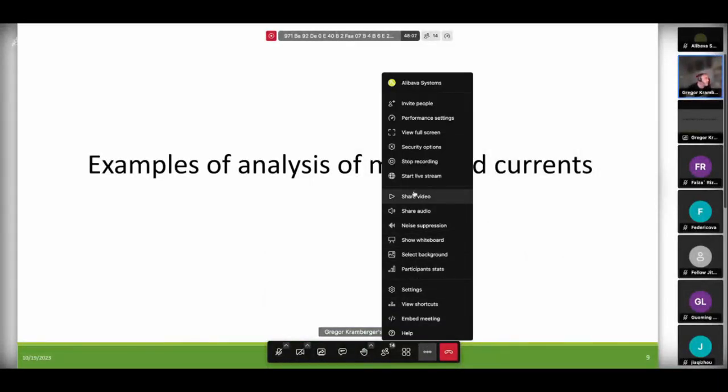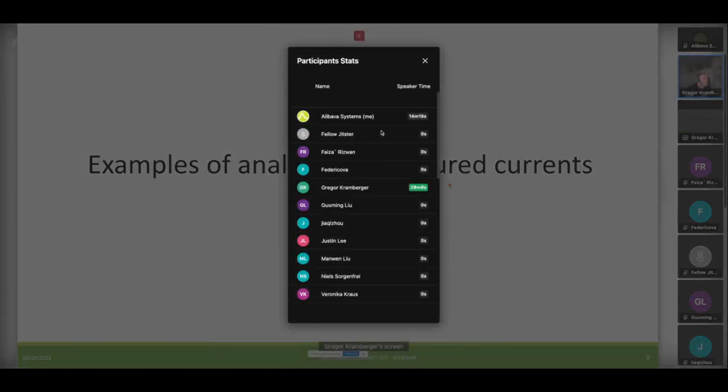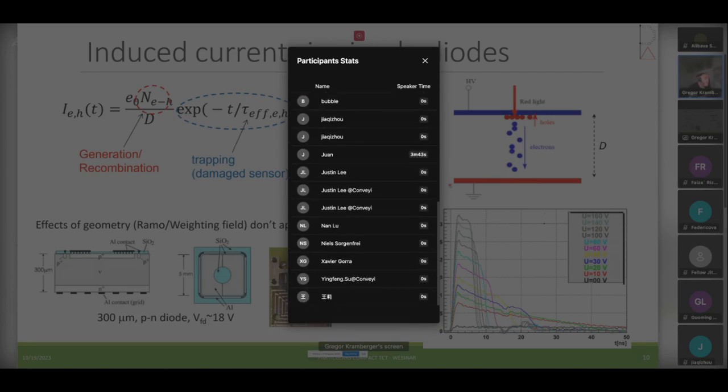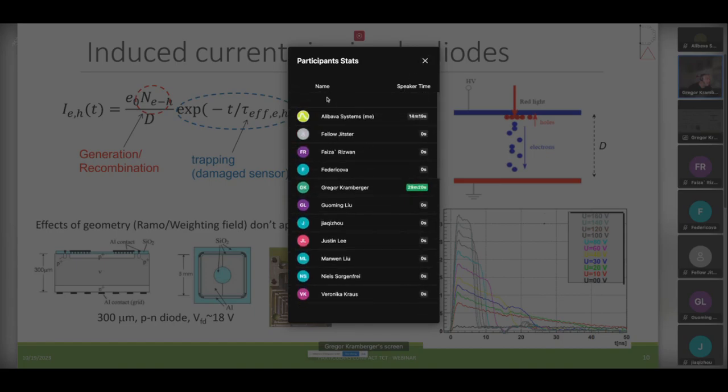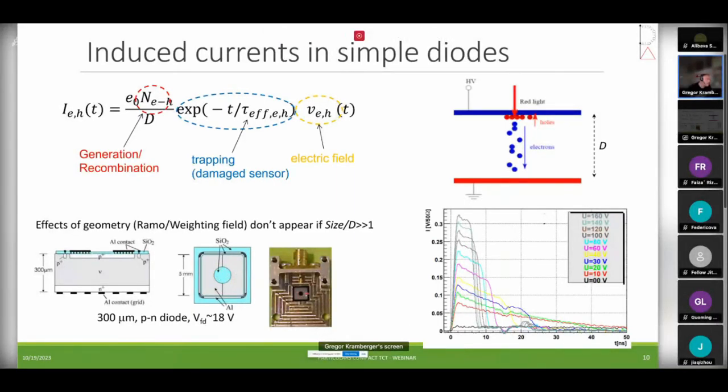Now this is the part on the introduction of the TCT. Now we move to examples of measured currents. Most of the samples that we use look similar to that. This is a silicon diode, quite an old one, but you can have all sorts of devices. What is important is to have this opening in the metallization where the light can enter.